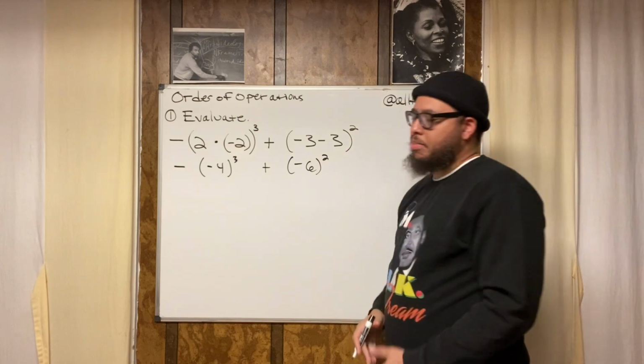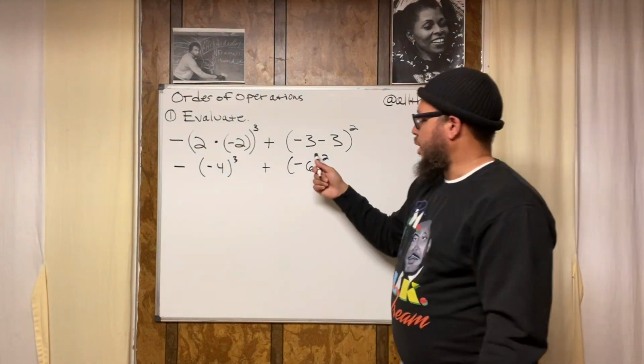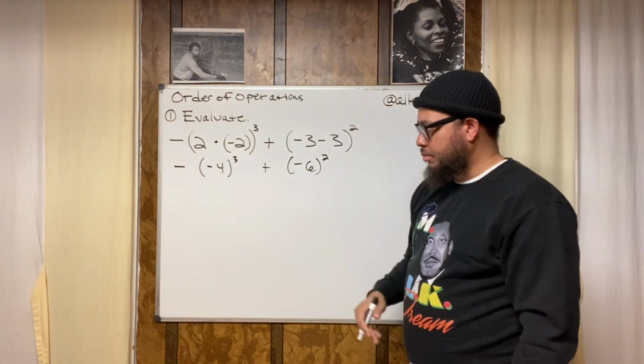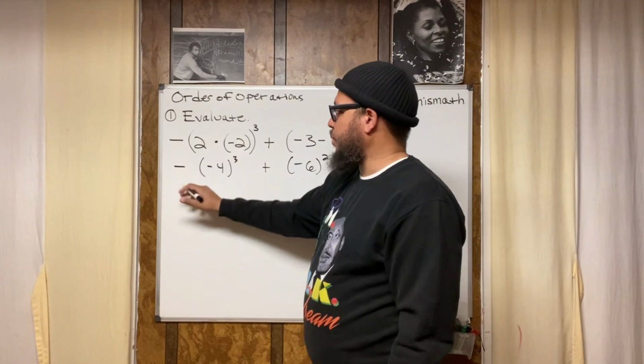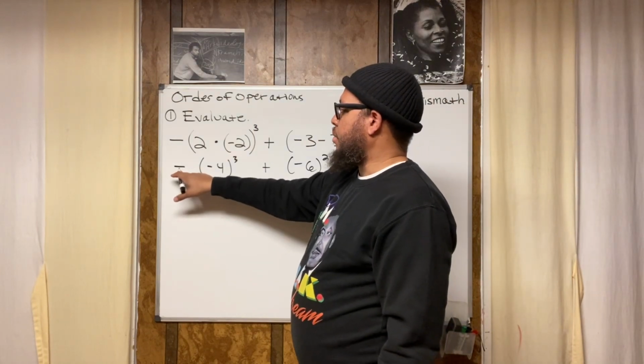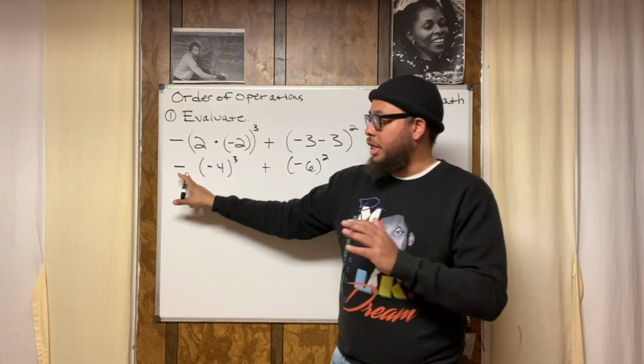All right. So now the problem is getting simpler. So now we see this turned into this and this turned into this. So now you can see your work step by step. Now, over here, we got options. We can either multiply by this negative 1, because this negative sign is really a negative 1 for real.